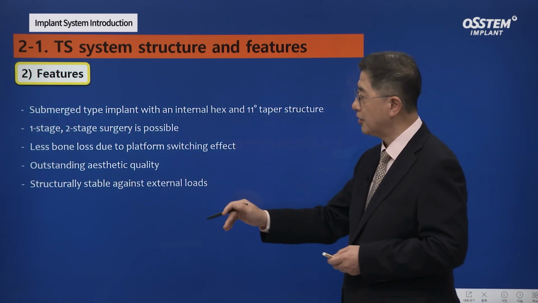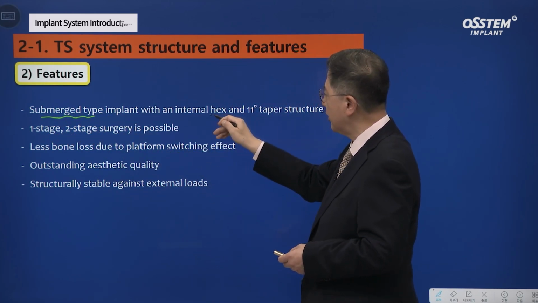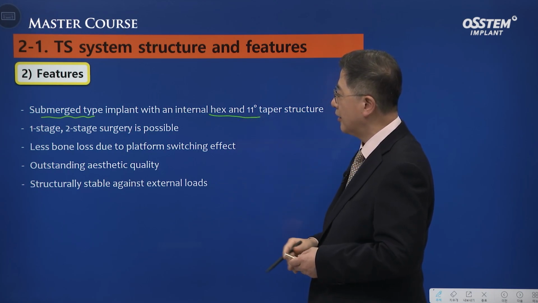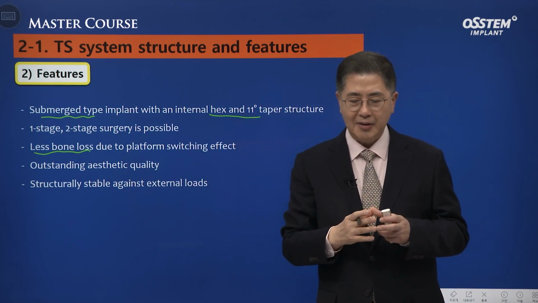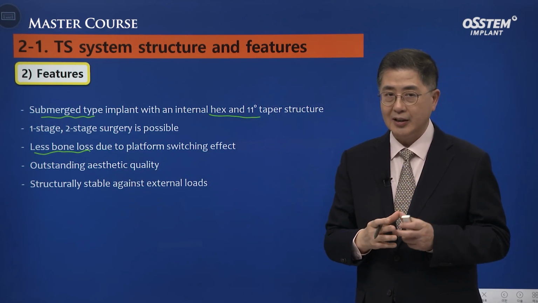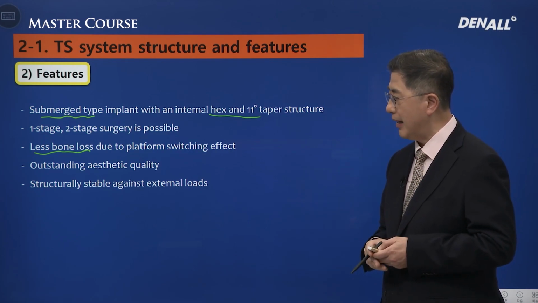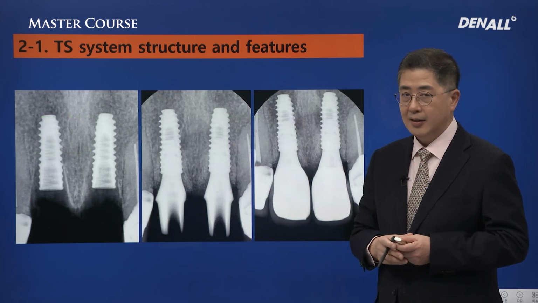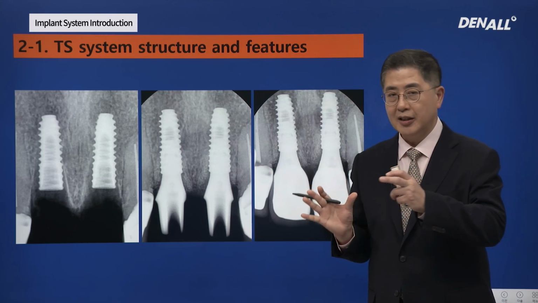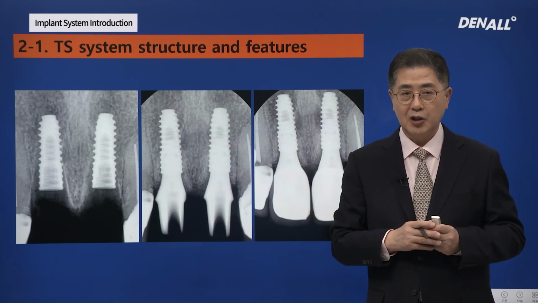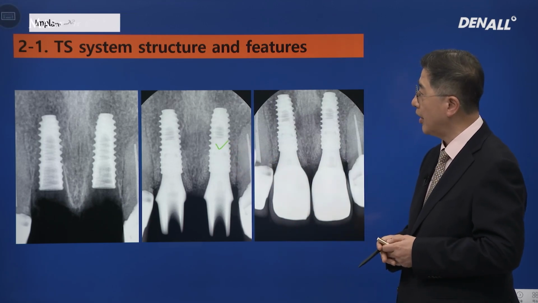TS system is a submerged type, but usually surgery is done at one stage. It has an internal hexagon shape with a taper angle of 11 degrees. Biggest advantage of using this is that there's less bone loss. This is popular as it has less microgap or leakage and less micromobility, thereby resulting in less bone loss. In particular, for maxillary anterior region, aesthetic quality is important. And given the possibility of various abutment forms and less bone resorption, I can say that my best choice for the anterior region is TS implant.